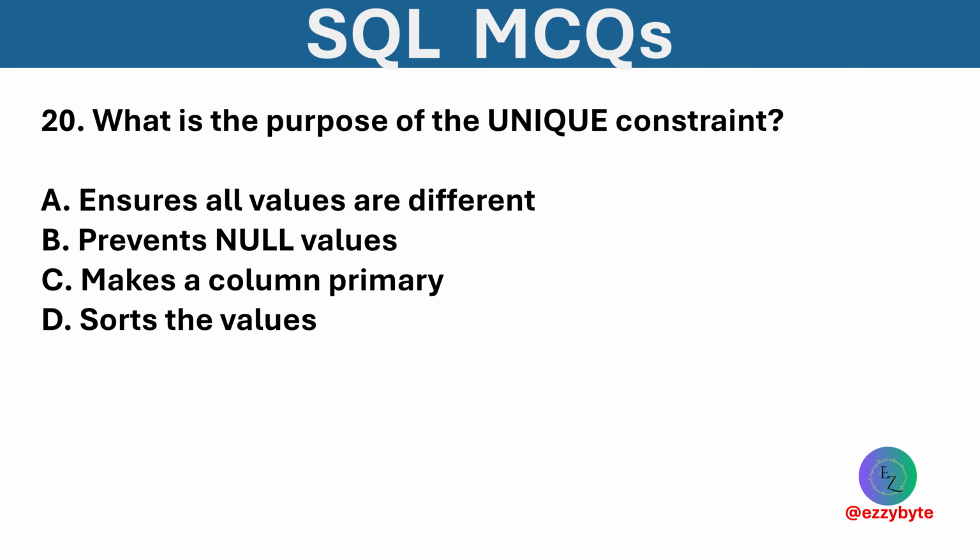What is the purpose of a unique constraint? Options are ensures all values are different, prevents null values, makes a column primary, and sorts the values. Option A is correct. Unique ensures no two rows have the same value in the constrained column.